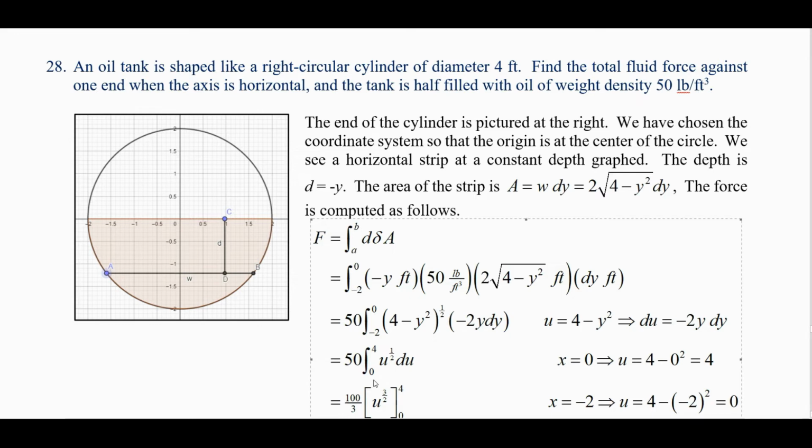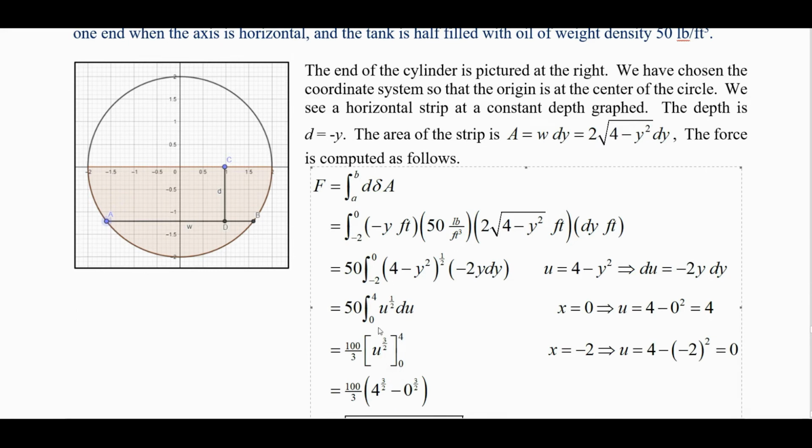This becomes du. I need to change my limits to be u limits now. If y is 0, I plug in 0 here for y, and we see that u is 4. And if I plug in y is negative 2, we see that u is 0. So this is going from 0 to 4 now. Well, an antiderivative is u to the 3/2 multiplied by 2/3. 2/3 times 50 is 100/3. And evaluate from 0 to 4. Just plug in the 4 and the 0, evaluate and subtract.